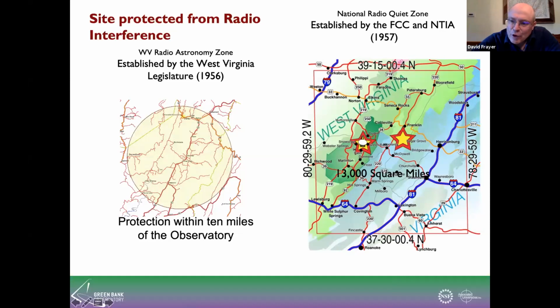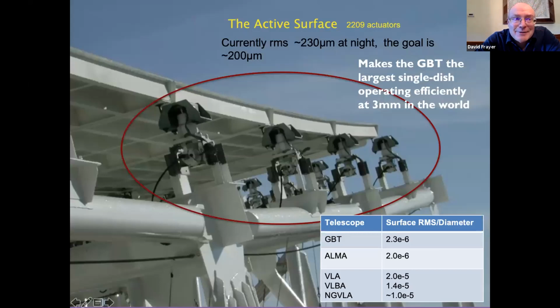So the goal is to keep the radio signals from cell phone towers and the like from getting into our valley where our telescope is. And then we also have another zone here, a 10-mile zone around West Virginia. So in principle, we could enforce that a little more than we do. But the people on site, they don't use microwaves, you don't have Wi-Fi. And the goal is to keep the telescope in the best radio quiet zone possible.